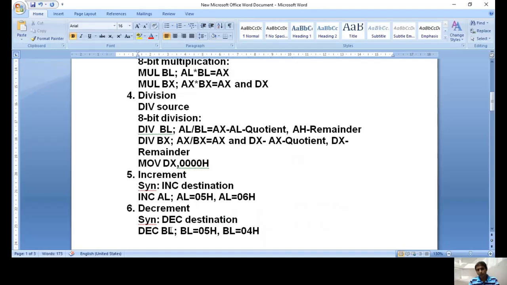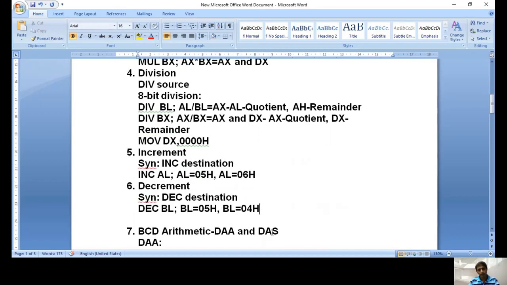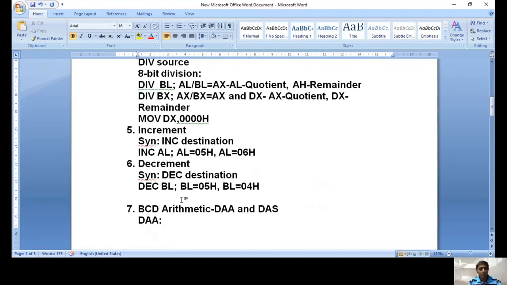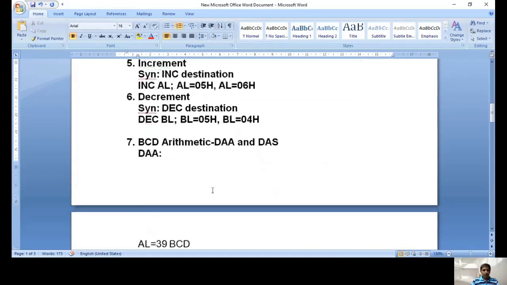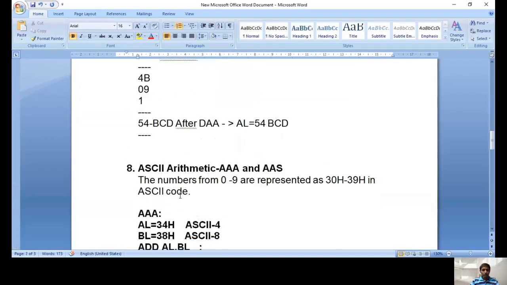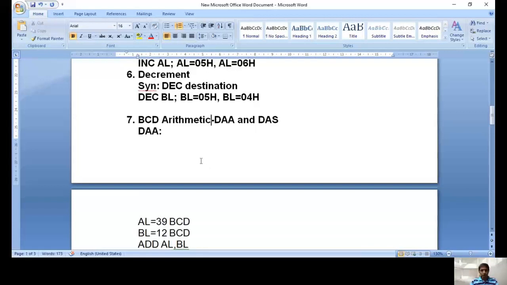We can write DEC BX also. Then the content of the 16-bit BX register is decremented by 1. Like that, the decrement instruction can be performed on an 8-bit or 16-bit register. The decrement instruction is used to decrement the destination content by 1 value. Then the other two are very important. One is BCD arithmetic, then the other is ASCII arithmetic. Now concentrate on how we can perform BCD arithmetic and ASCII arithmetic.